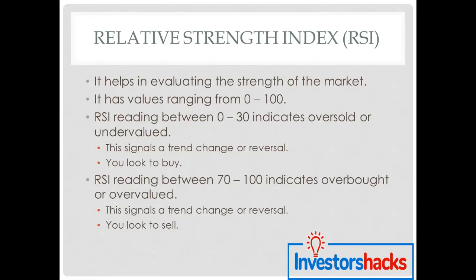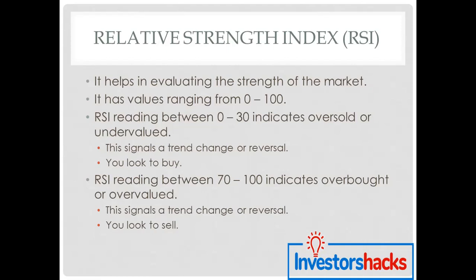Then when the RSI reading is between 70 and 100, this indicates an overbought or overvalued market, and this is a signal that a trend change or reversal is likely. So you look to sell in this type of scenario. And when I say you look to sell or you look to buy, it doesn't mean immediately. For instance, let's say the RSI is reading between 70 and 100. The moment it touches 70, it doesn't mean that you need to sell immediately, okay?